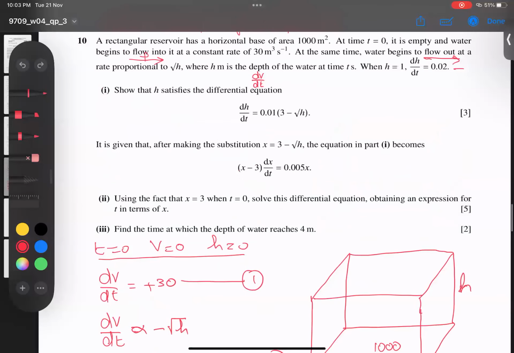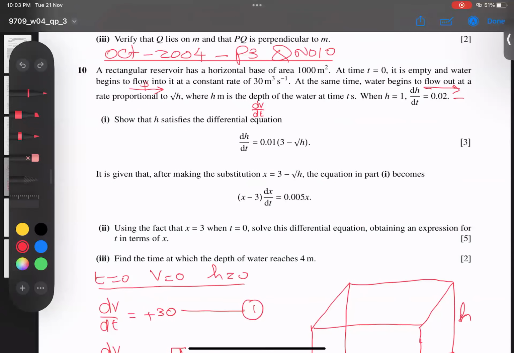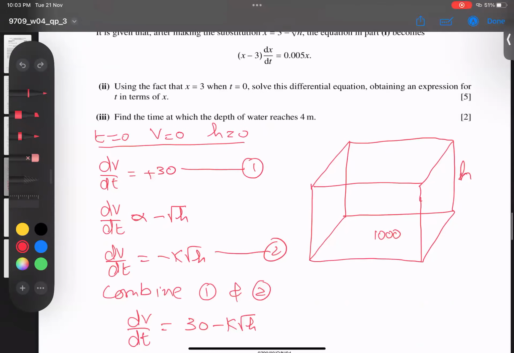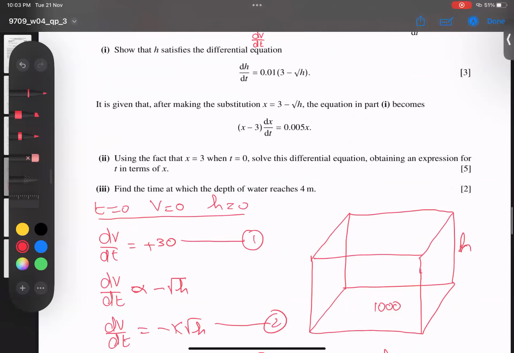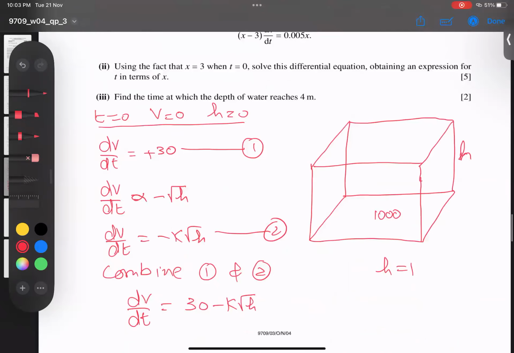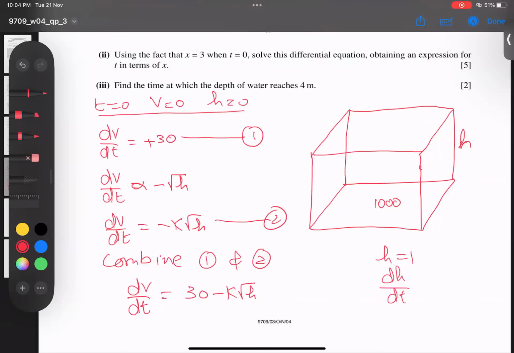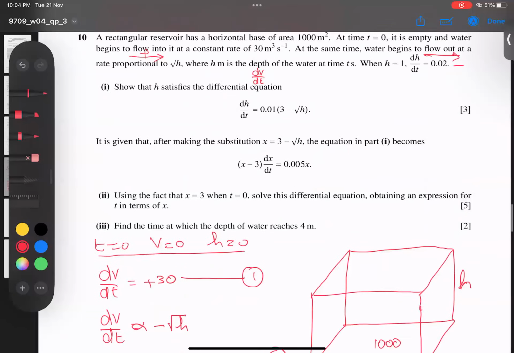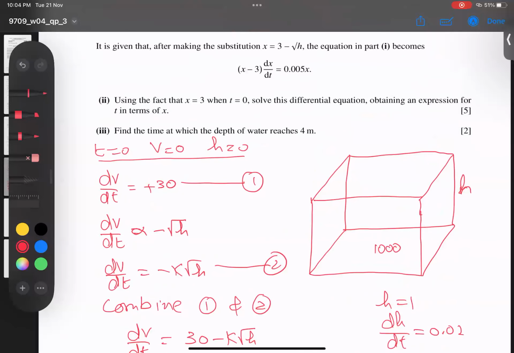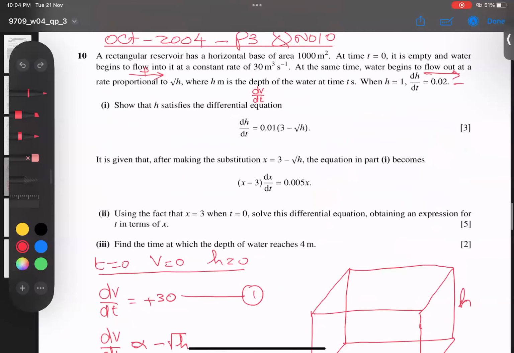Afterwards, he gives more data, and I'm writing this data as well. That is h equals 1, and what is given is dh by dt equals 0.02. This is the rate of height changing, 0.02. It means water is going inside and something flows outside, but the net result is that the height is increasing. This is very clear. I'm just reading the question and writing the data, which is the best way of starting a question.